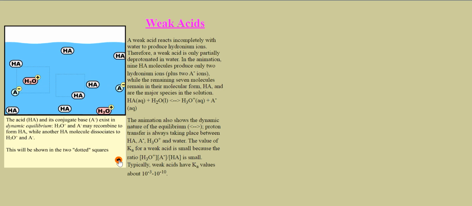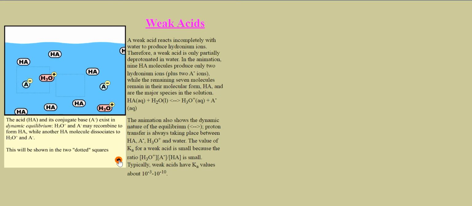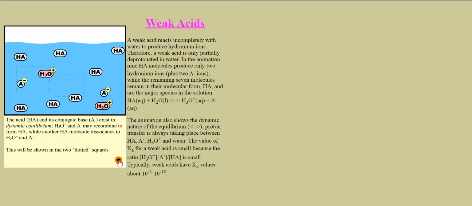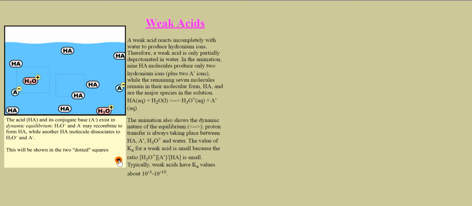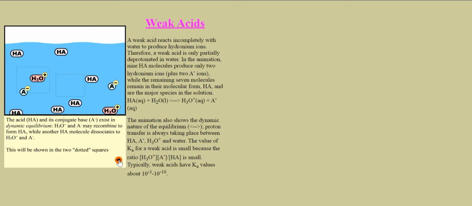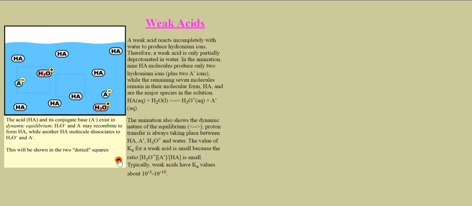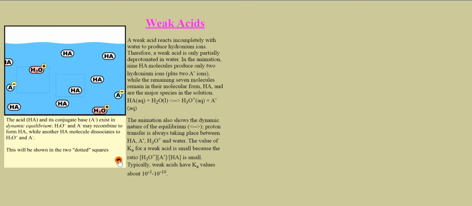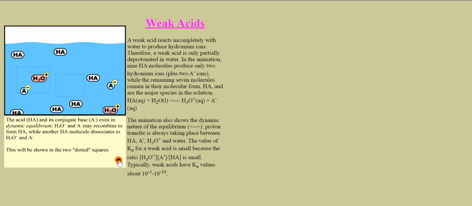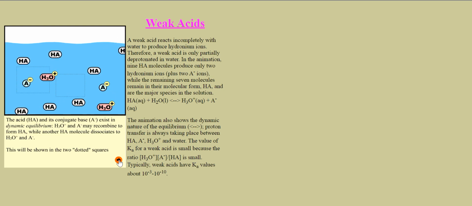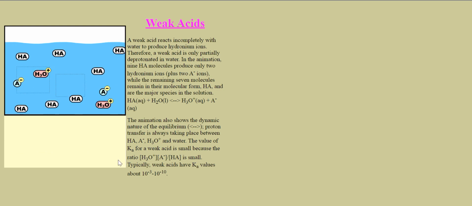The acid and its conjugate base, the A-, the anion, exist in dynamic equilibrium. So they go back and forth. They can recombine to form the weak acid again, whereas the other weak acid molecules dissociate to form the hydronium and the anion. When a hydronium and an anion come in close contact with each other, they're going to recombine into the weak acid. And vice versa, if you have a weak acid, eventually it could dissociate.